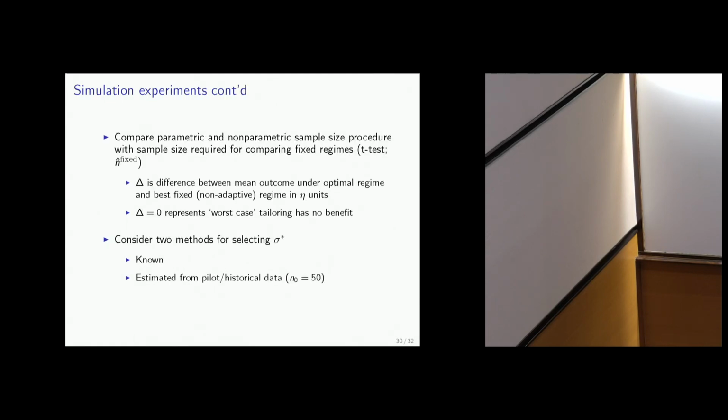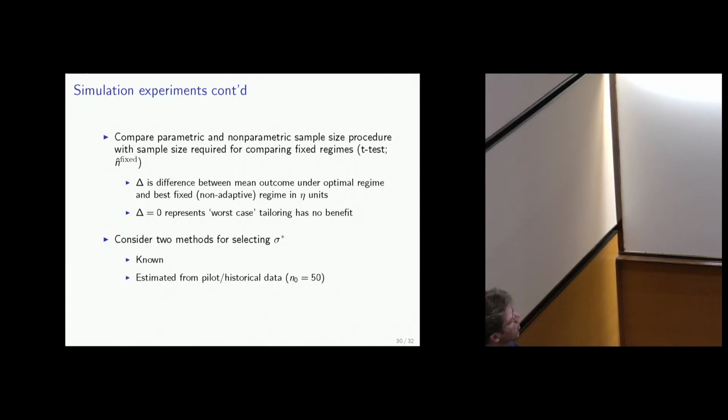And then they also compare the sample size that you would get for just comparing two fixed regimes. So I think that the details of this are they compare the embedded optimal regime to some baseline standard of care or something like this. I forget exactly what regimes they're comparing, but in any case, this is the sort of standard that they're comparing against.